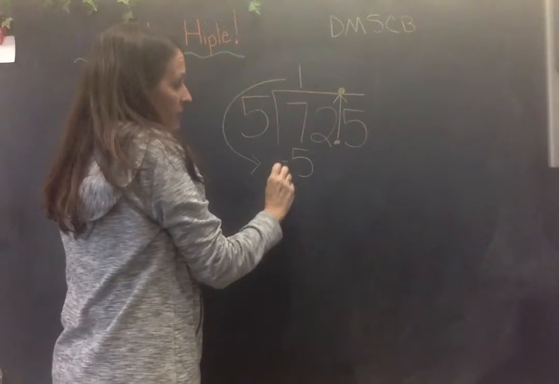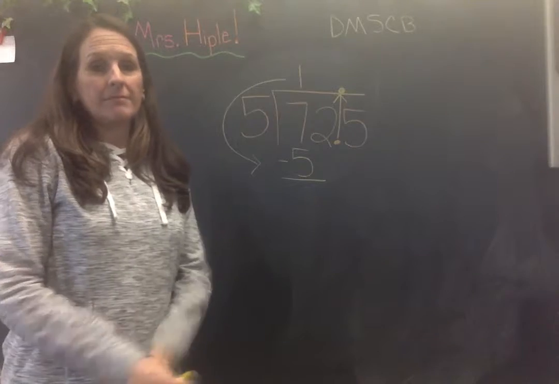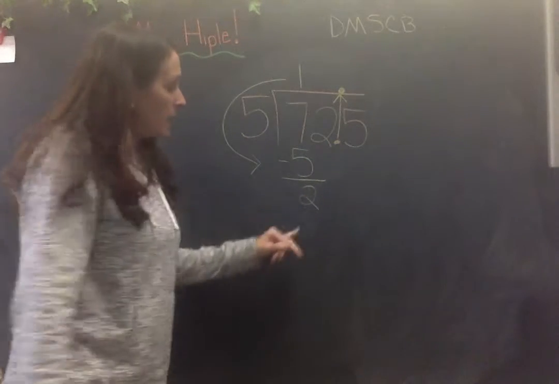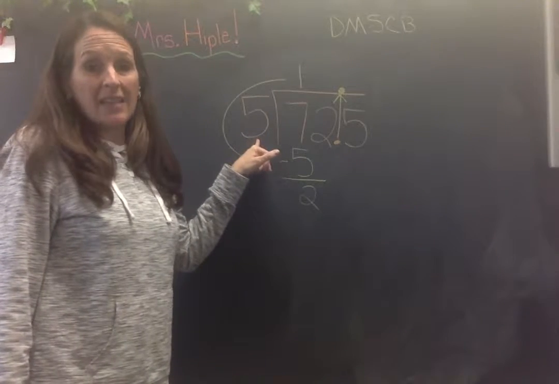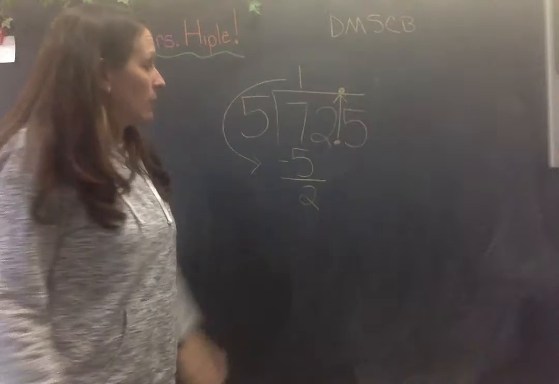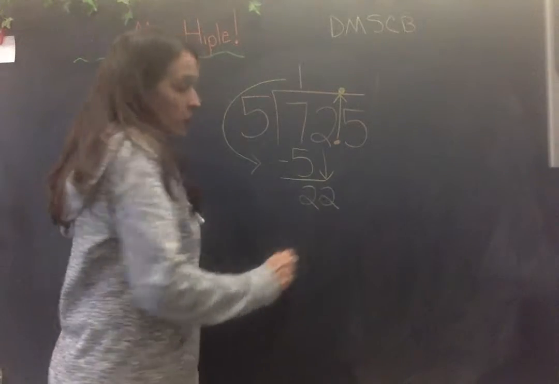Subtract 7 minus 5. What is 7 minus 5? 2. 7 minus 5 is 2. Let's check. Is 2 less than 5? It is, so I can keep dividing. Bring down is my last step right there, 22.